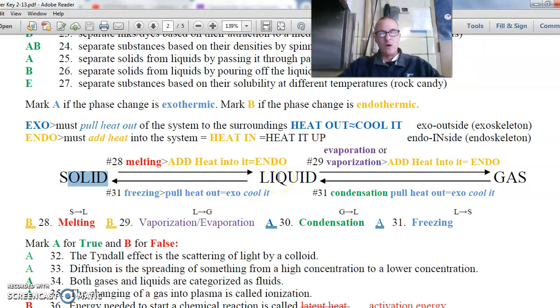So if you want to freeze liquid water, you have to cool it. Freezing, you would have to cool it. To get it to freeze, we've got to pull heat to the outside. When you're cooling it, the heat goes from the system, the liquid, to the outside so that it can become a solid. That's exothermic.